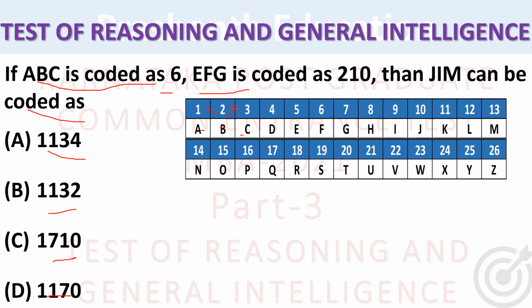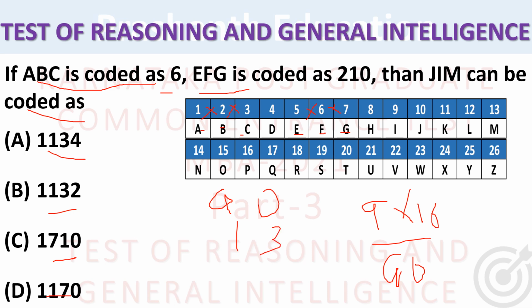3 2s are 6, 6 ones are 6, so 6 will come. Now let's look at EFG. So EFG, 5 6s are 30, 30 into 7 is 210. Okay, so it's coming. Now JIM, so JIM is 9 into 10, that is 90. Okay, so 90 into 13, which we need to do.